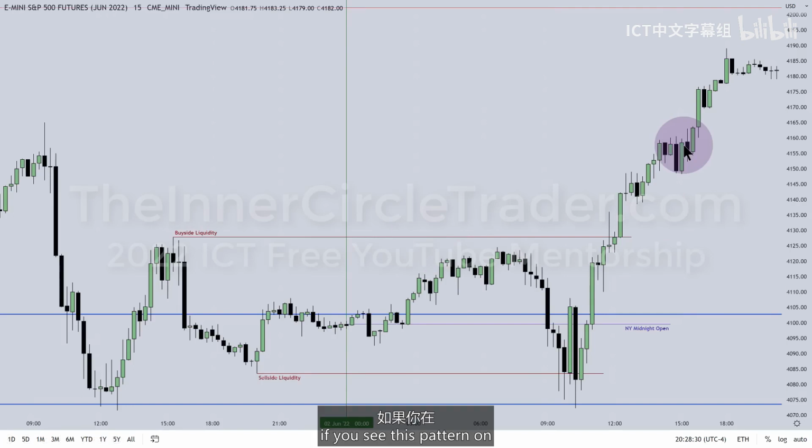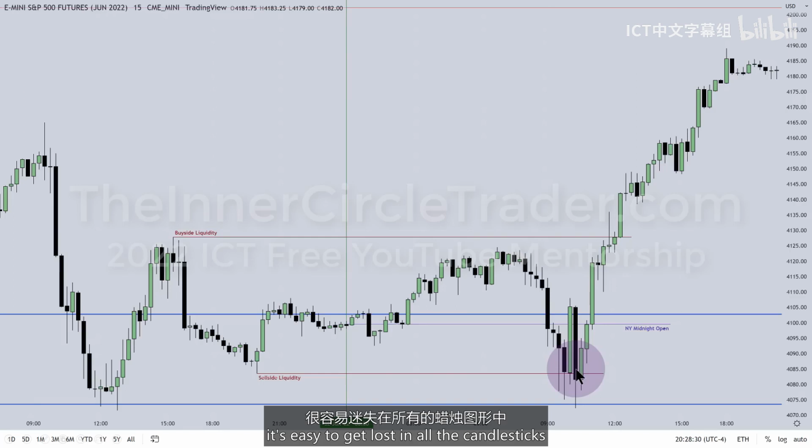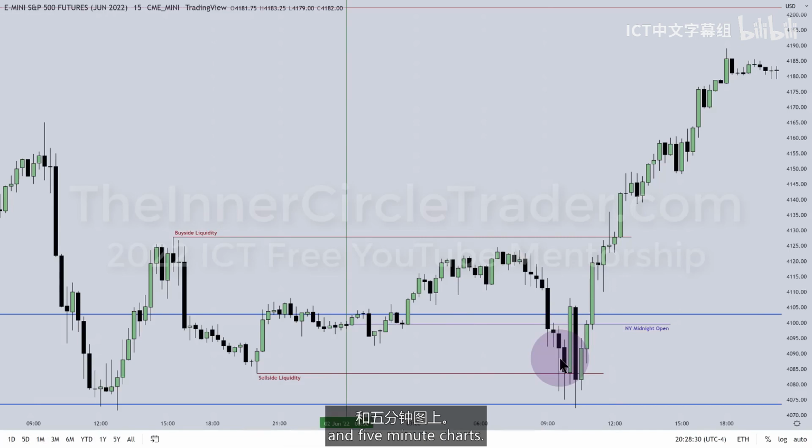Now, if you see this pattern on a daily chart, it's easy to understand, but when you look at the lower time frames, it's easy to get lost in all the candlesticks and all the volatility and the movement and the quick fluctuations on these 1 minute and 5 minute charts. That's why the uninitiated would look at it and say it's noise. It's not noise. Okay, it's doing what it does on the daily chart, just being represented on a smaller interval, like a 1 or 5 minute chart.